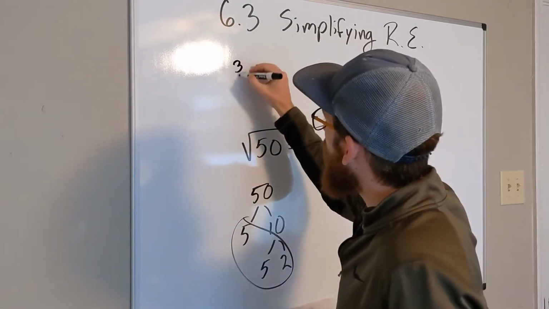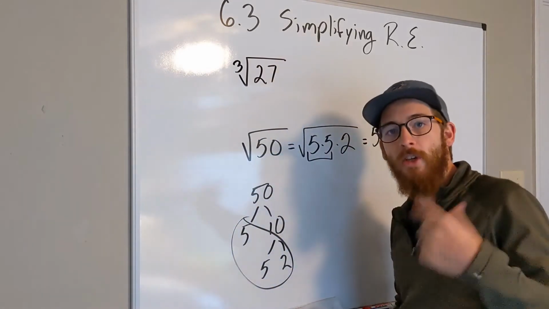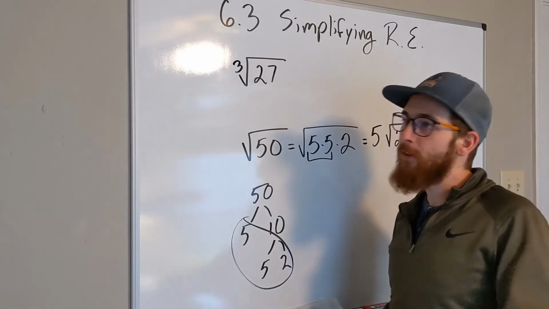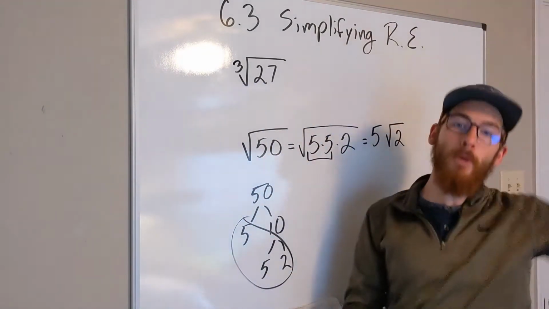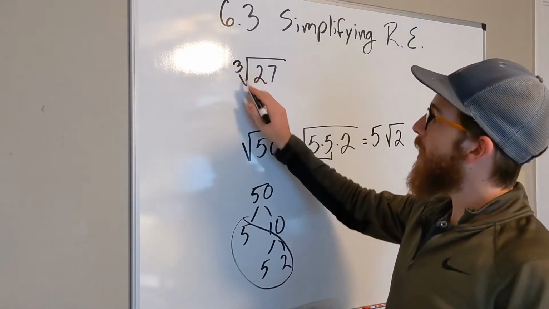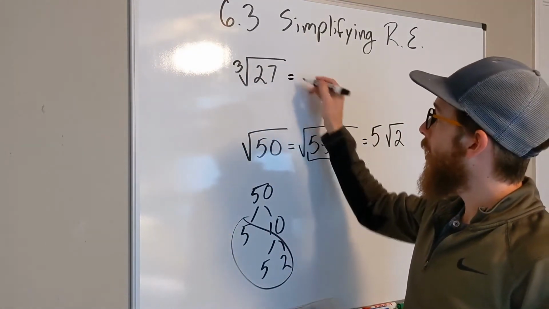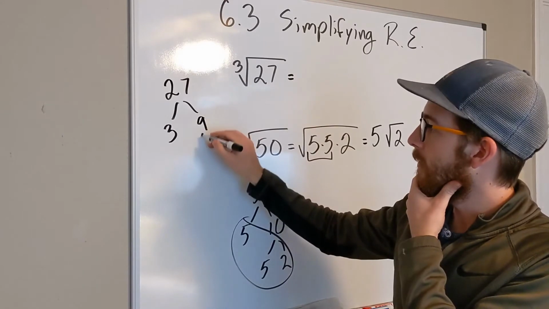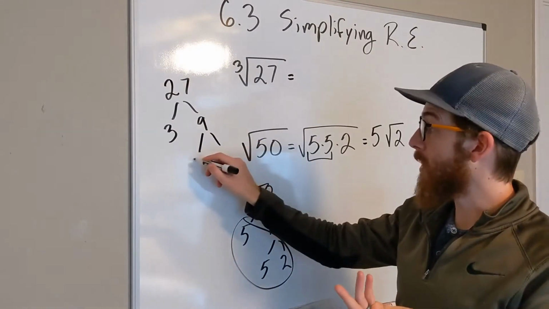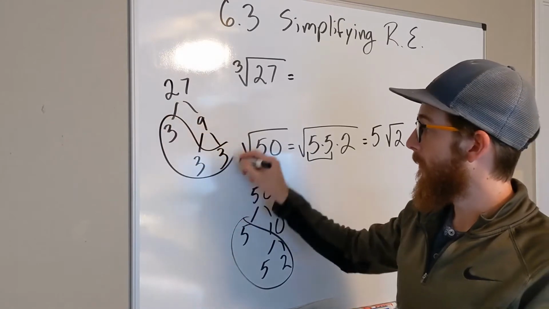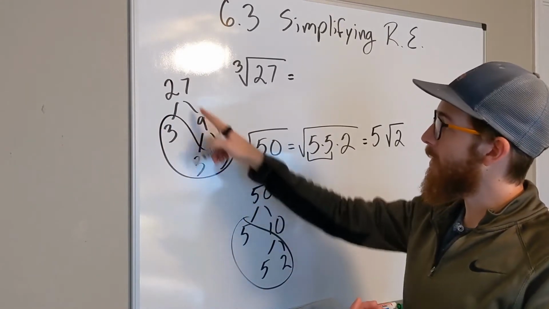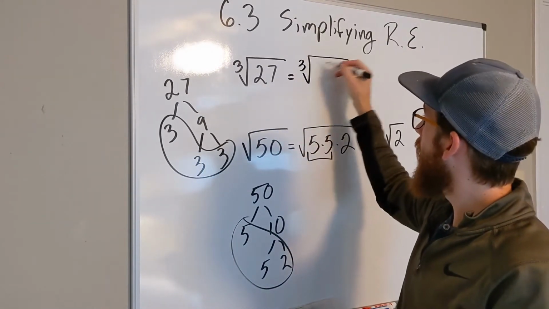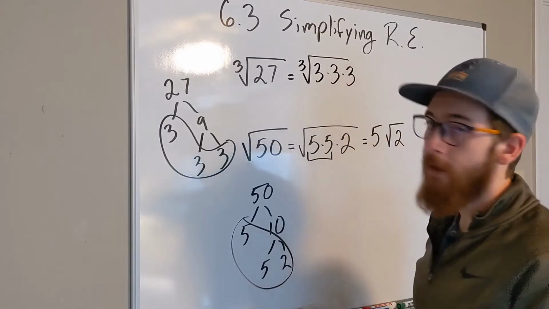If the root is a cube root, how many pieces do I have to take out then? I've got to take 3 pieces out. I have to find 3 things in common that I can move to the outside. So if I have something like the cube root of 27, okay, well, I'm going to write 27 is what? 3 times 9? And 9 is 3 times 3? So 3 times 3 times 3 is 27. So I'm going to rewrite the inside: 3 times 3 times 3.